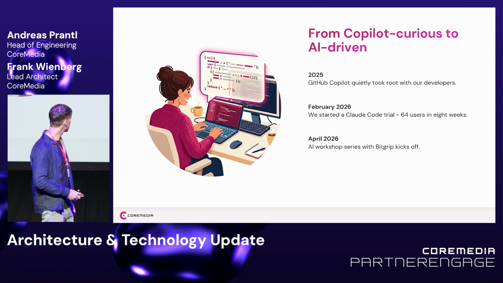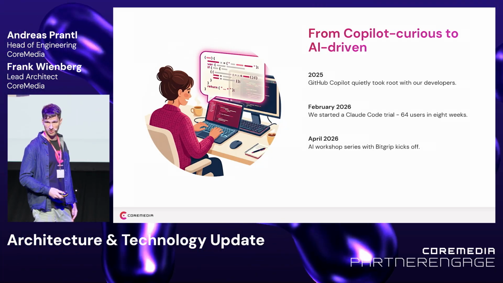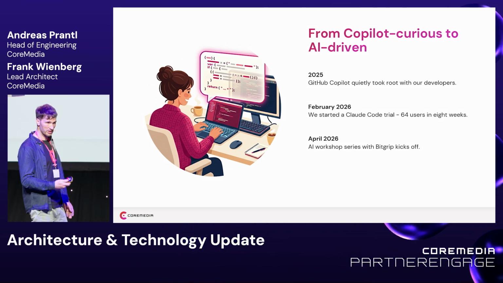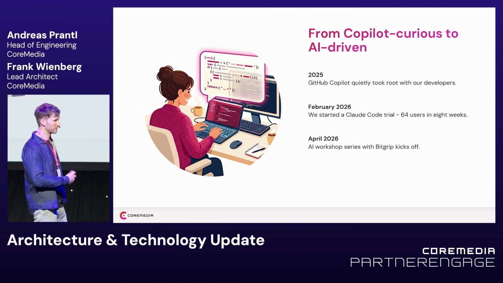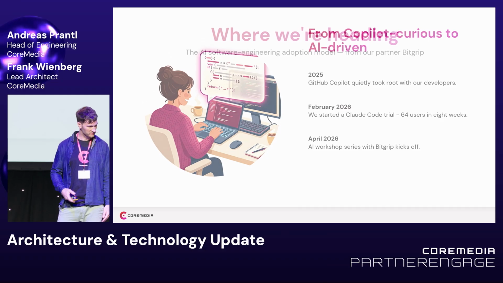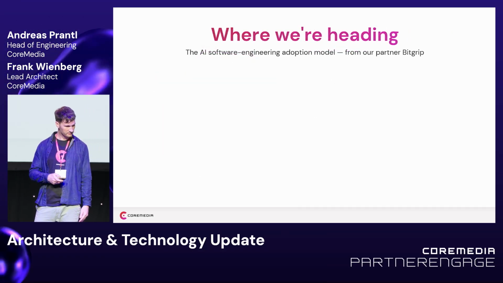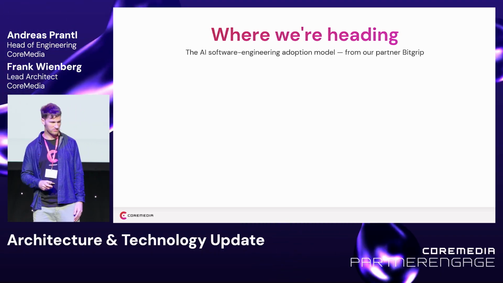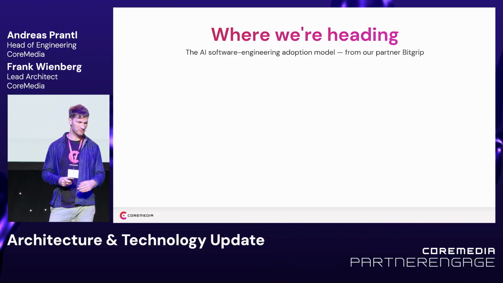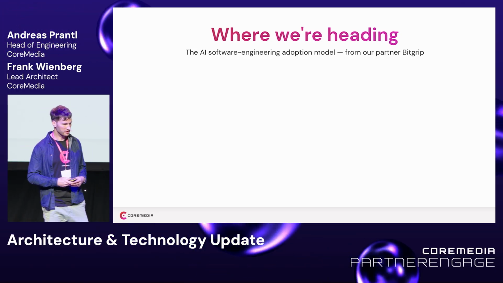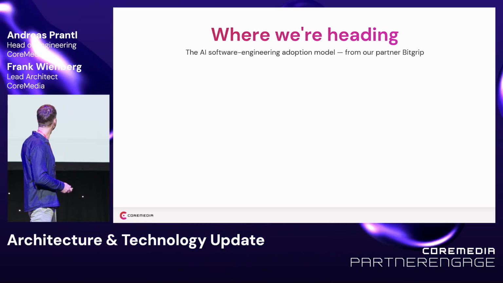And so we started a series of workshops, which is still ongoing since April, to introduce everyone to that topic that they are already using, but it requires a lot of additional things. So the model that BitGrip introduced to us is similar to the one used in the automotive industry for autonomous driving. It consists of 5 levels.